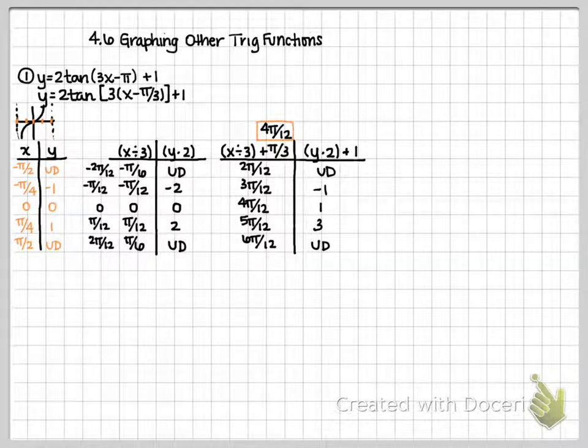Okay, so here's my last table. I know I needed to add pi over 3, but I had denominators of 12, so I went ahead and turned it into 4 pi over 12. Went ahead and added them.